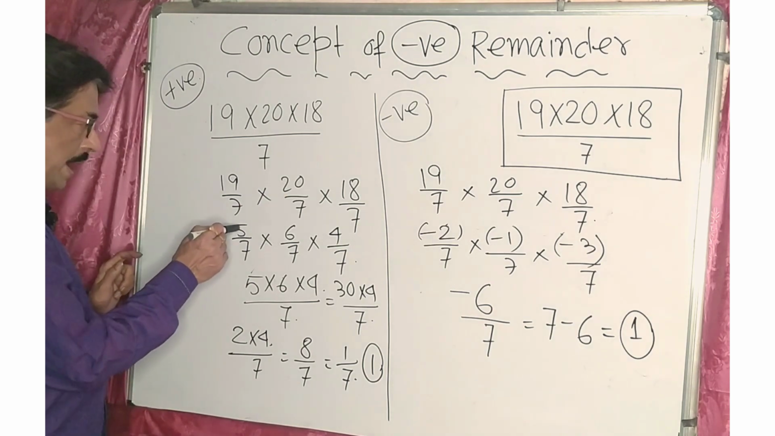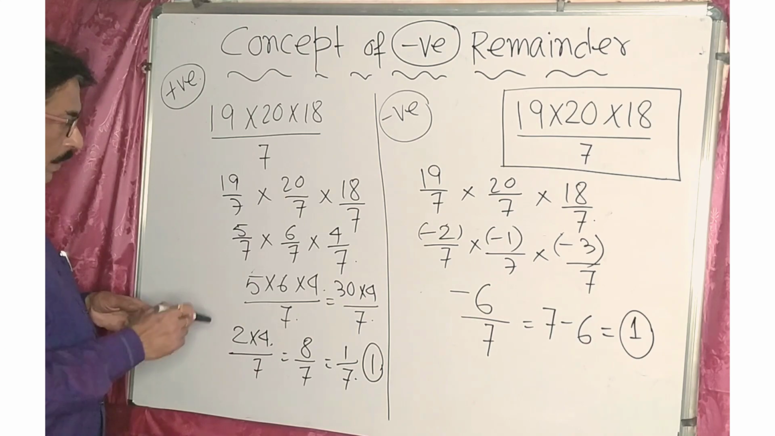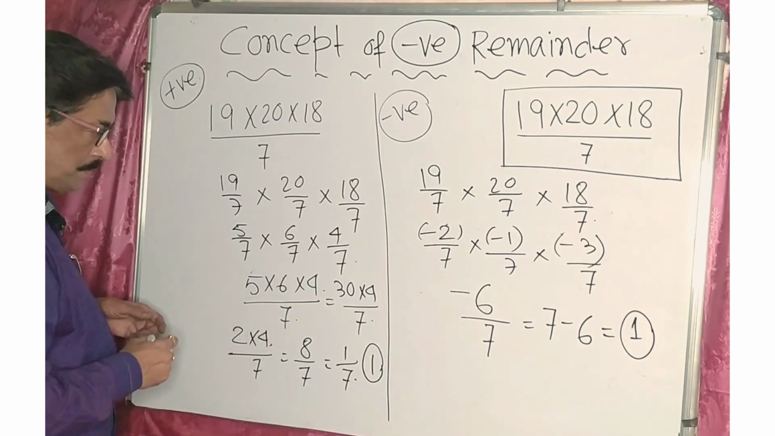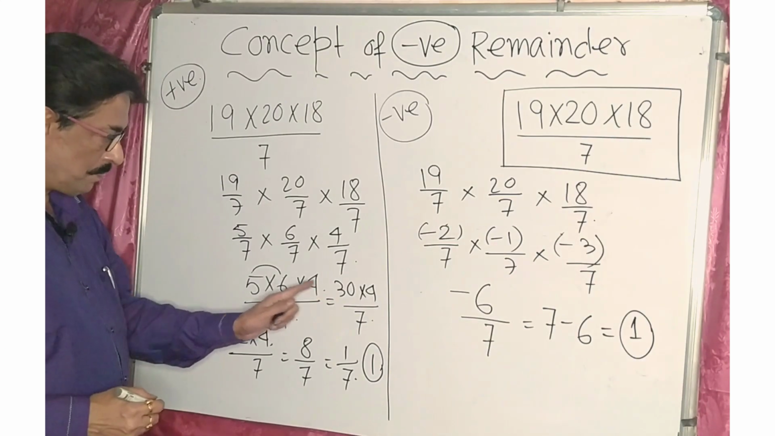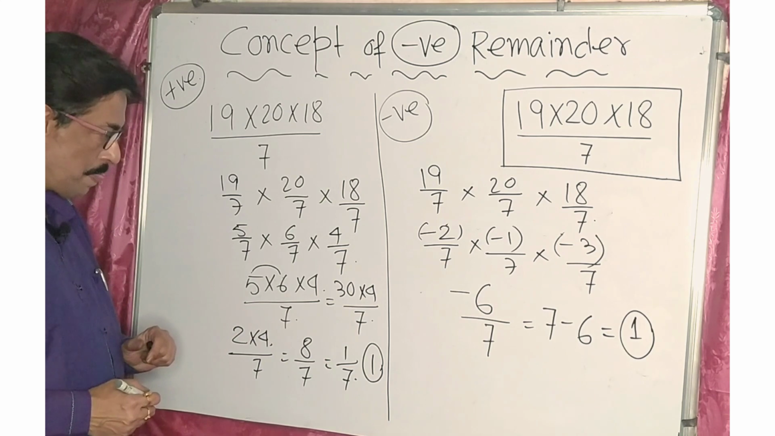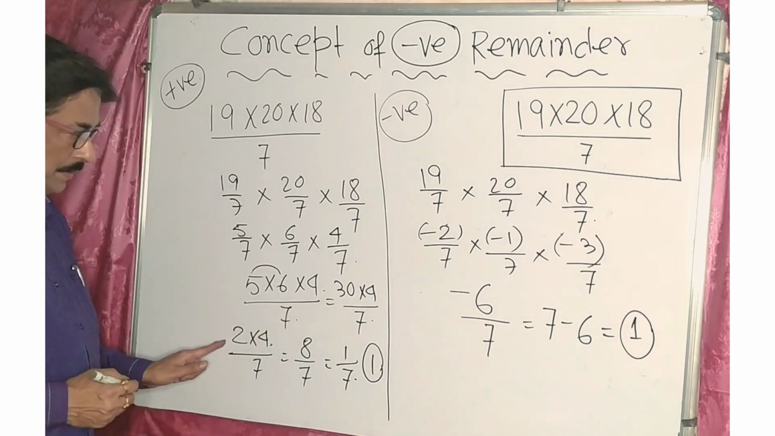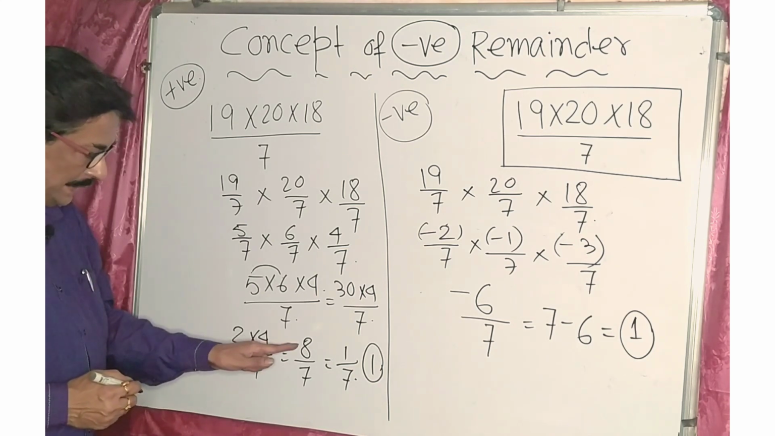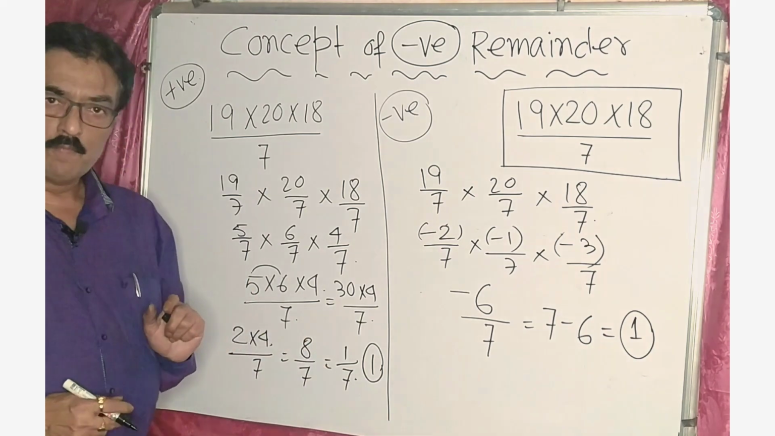Now these 5, 6 and 4 are less than 7. So you have to multiply. 5, 6 and 4 divided by 7. 5 into 6, I get 30. Now 30 into 4 divided by 7. 30 divided by 7, 7 fours are 28, so 2 is the remainder. Into 4 by 7. 4 into 2 is 8, which is more than 7. 1 is the remainder and that is called the positive remainder.